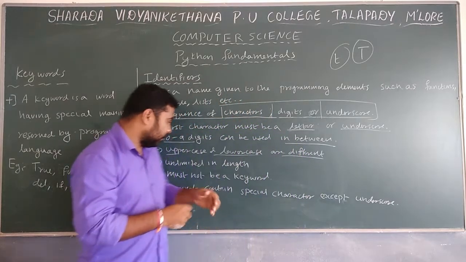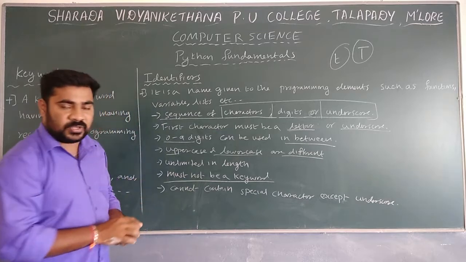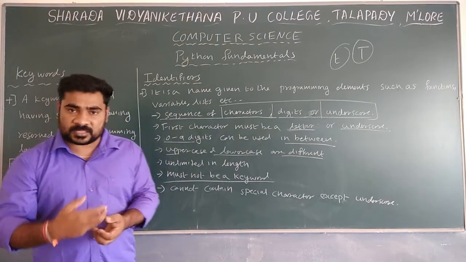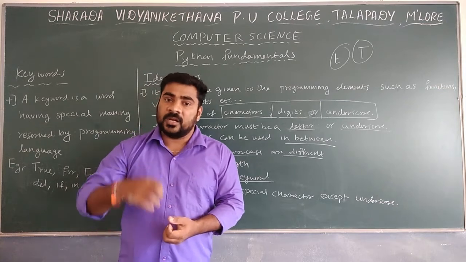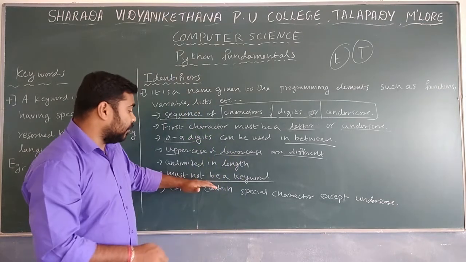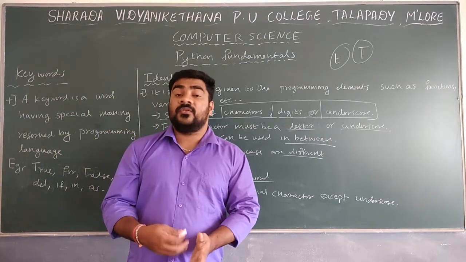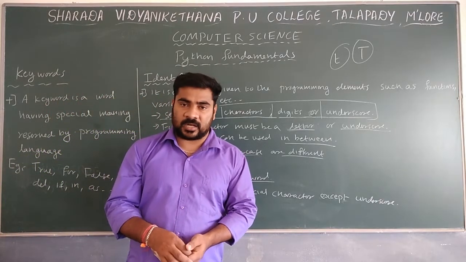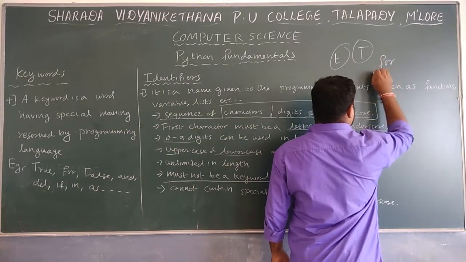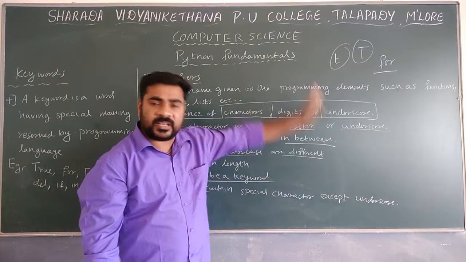The next one is that it must not be a keyword. Whenever you name an identifier, you should not use a keyword. Keywords cannot be used. For example, the keyword for: if you take small letter for, that is a keyword. That cannot be used. That type of keywords cannot be used.